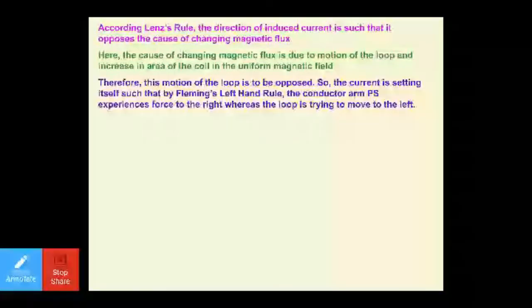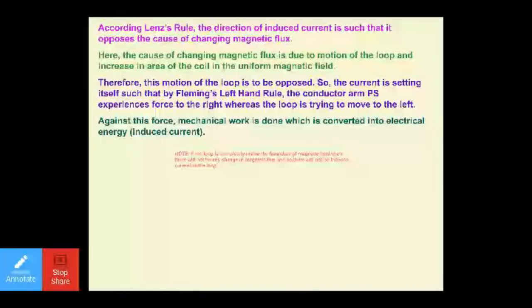Here, the cause of changing magnetic flux is due to the motion of the loop and the increase in the area of the coil in the uniform magnetic field. Therefore, this motion of the loop is to be opposed. So the current is setting itself such that, by Fleming's left-hand rule, the conductor PS experiences the force to the right, whereas the loop is trying to move to the left.